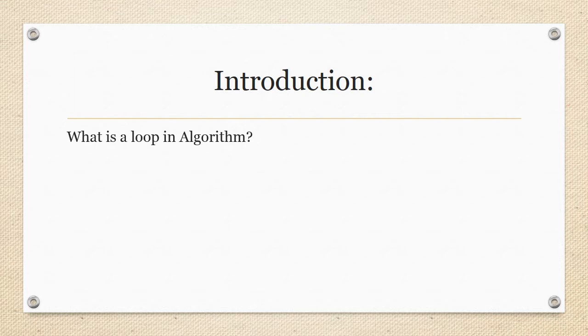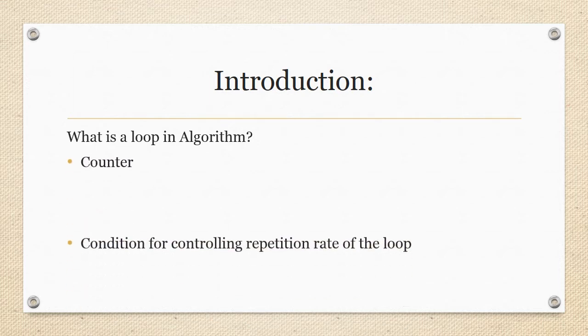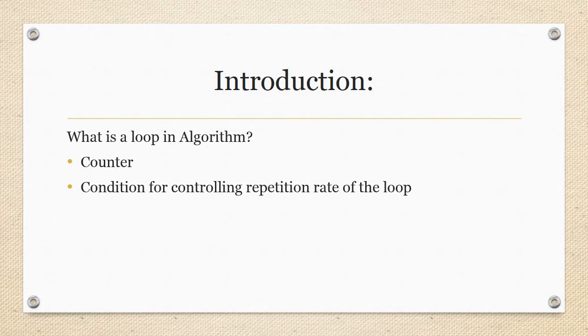Generally, there are two important things that every loop should have. The first one is having a counter, and the second one is a condition for controlling the repetition rate of the loop.